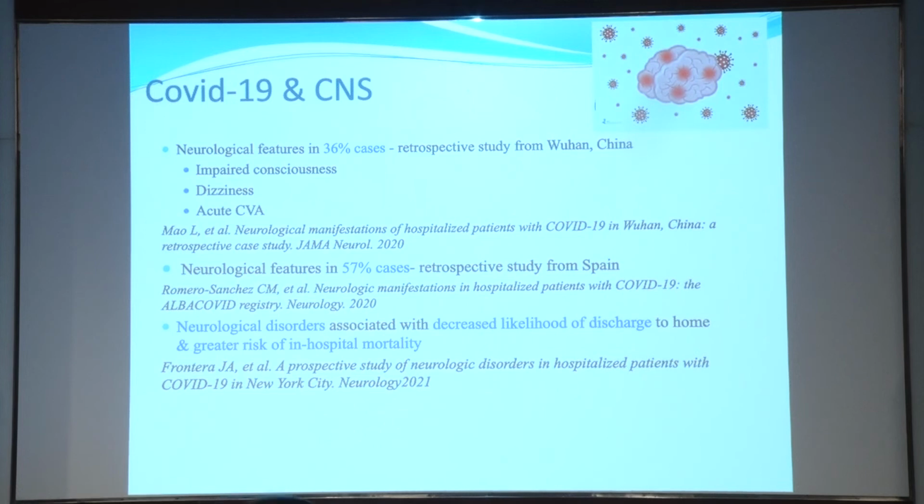Around 36% of cases of COVID will show some or the other neurological features, as shown in a study from Wuhan, China. And neurological features were seen in around 57% of cases in a study from Spain. Neurological disorders are more commonly seen in patients who have a history of in-hospital admission.